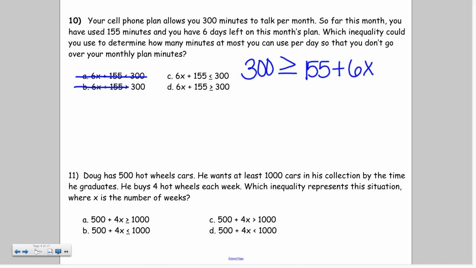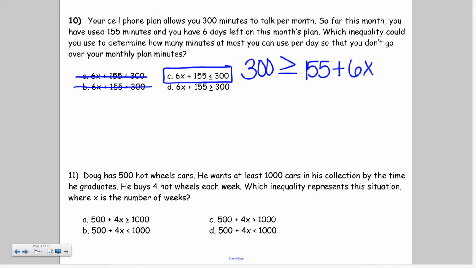All right, C, we have 6x plus 155 is less than or equal to. So that is correct. We can use this one right here because we want it to stay less than. We don't want it to be greater than. And D says that the minutes that we use is greater than 300. We want to stay under 300. Okay?